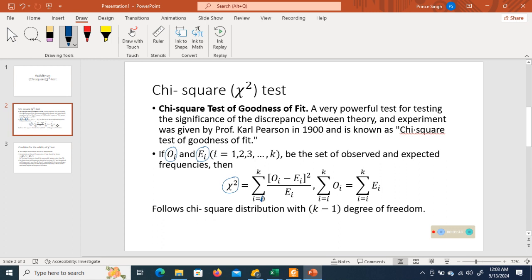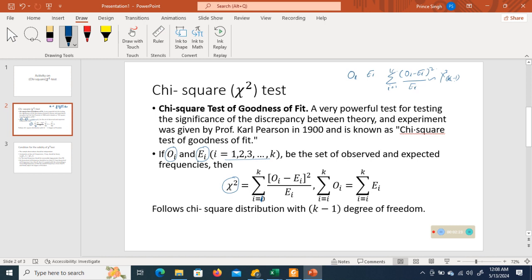Here the value of i varies from 1 to k, so it is (Oi minus Ei) whole square divided by Ei, where Oi is the observed frequency and Ei is the expected frequency. So firstly we calculate observed minus expected frequency squared, and then we divide it by the expected frequency, and then we sum up all the values from 1 to k. That will follow a chi-square distribution with n minus 1 degrees of freedom, or k minus 1 degrees of freedom if we are considering k different observations.